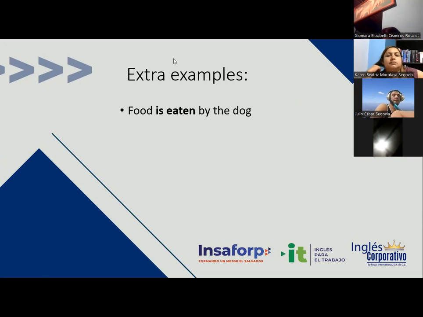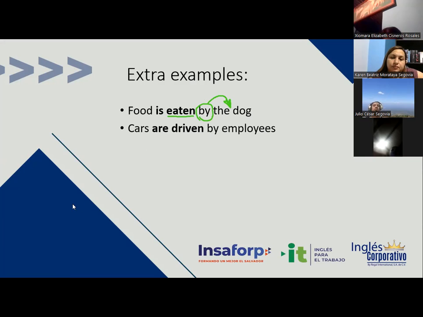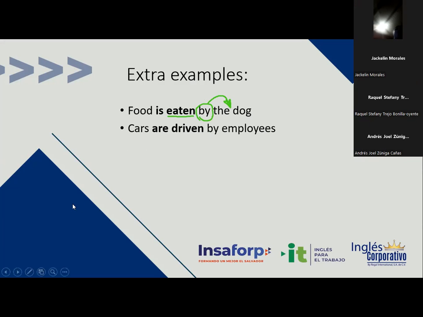So in this case, let's remember. Look at this. Recordemos, acá el verbo eat está en pasado participio. Okay? Y siempre se va a usar by, que es básicamente la que da la introducción al agente que hace la acción de la que estamos hablando. All right, this is the way how it works. Now, next example. Check this one. Let me see. Raquel, are you available? Can you please read this one?